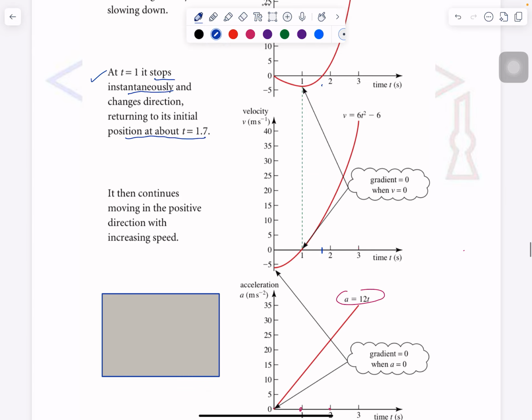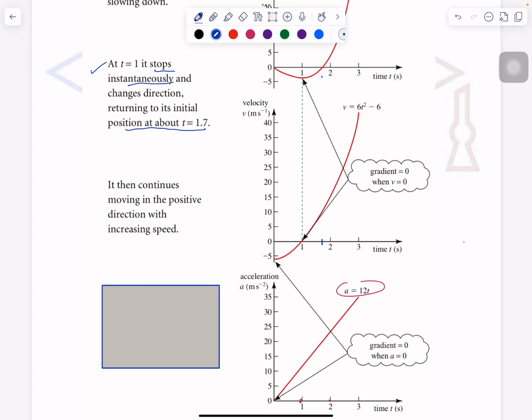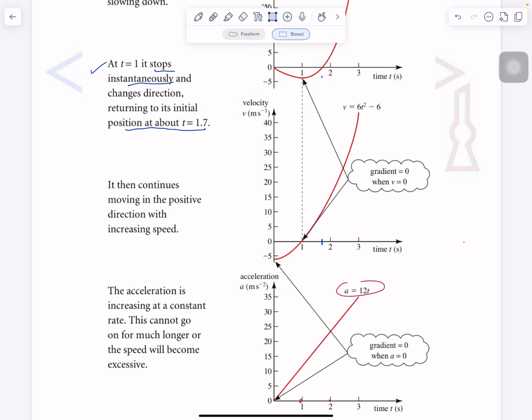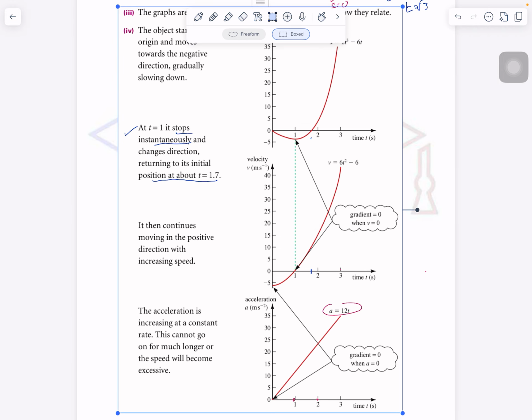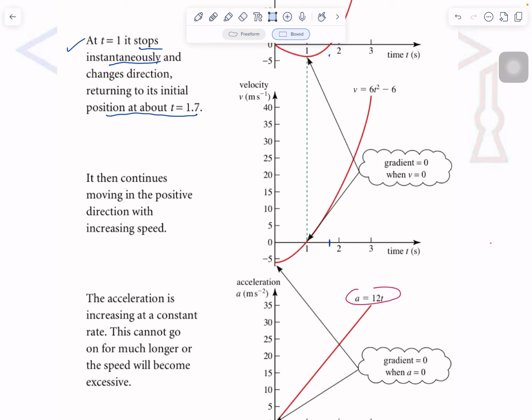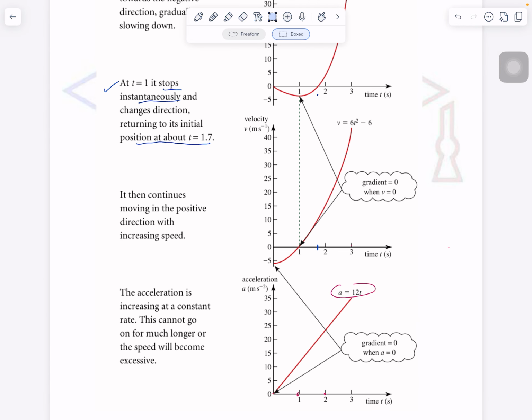Now let's see this last one. The acceleration is increasing at a constant rate. This cannot go on for much longer or the speed will become excessive, because no end limit is given. So that's why we are only plotting till t equals 3 seconds. And the gradient is equal to 0. Which point? At this point. And that's why it is starting from here. So now I hope you understood the connection between them.